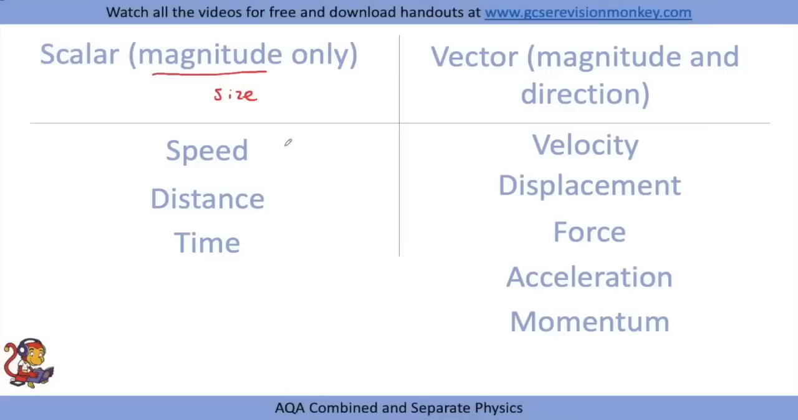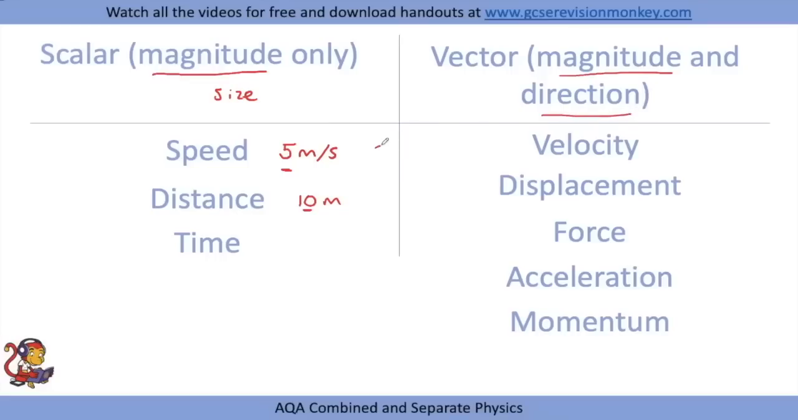So, for example, a speed of somebody could be 5 meters per second. That's giving the size of the speed or the magnitude. Somebody could walk a distance of 10 meters, for example, and that's the size that you give it. Whereas a vector quantity has both magnitude, so the size, and direction.